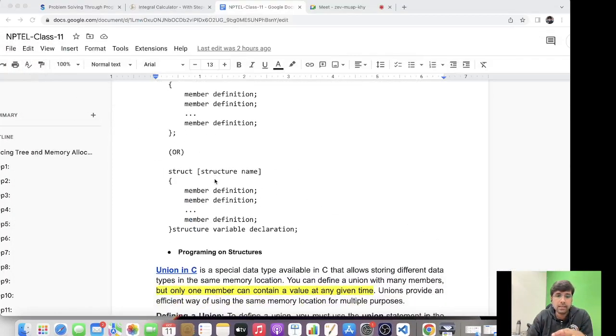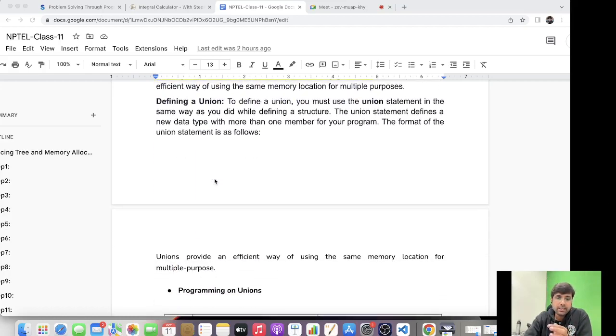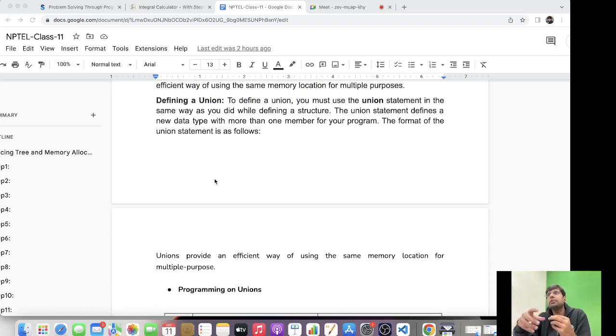Another thing I would like to show is union. We have seen how a structure can group multiple things together. A union also does the same thing, but the subtle difference between structure and union is that only one member can contain a value at any given time. Unions provide an efficient way to use the same memory location for multiple purposes.